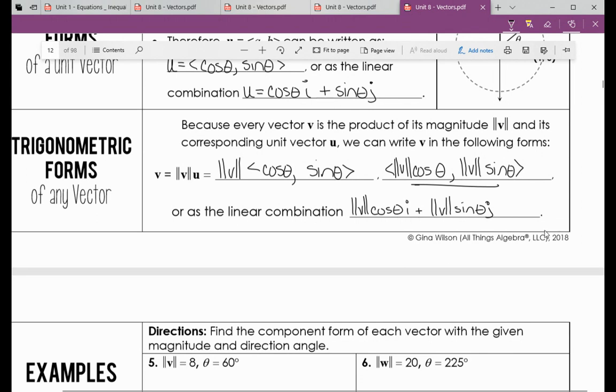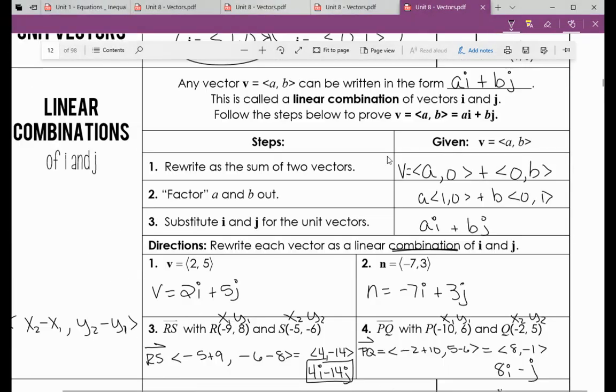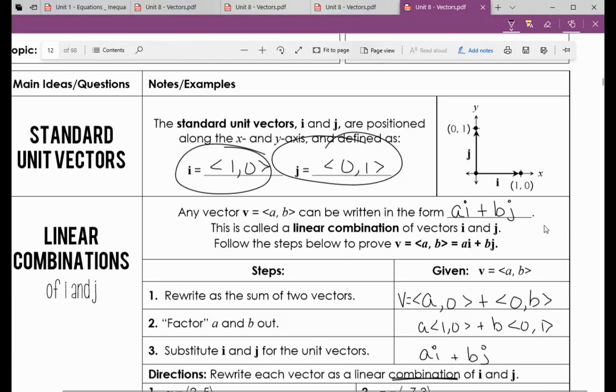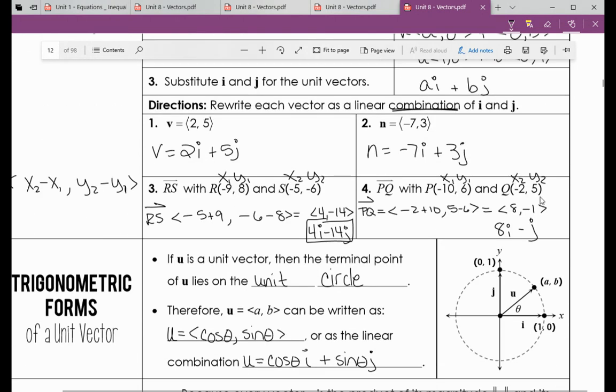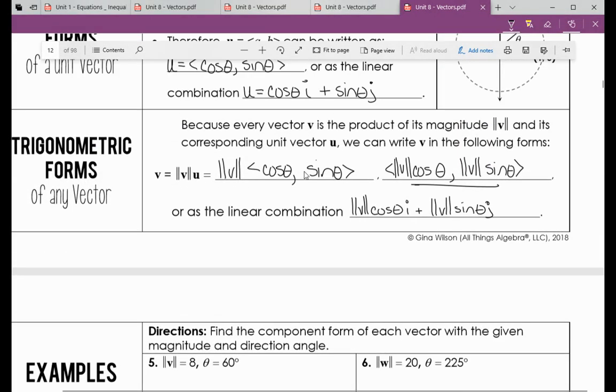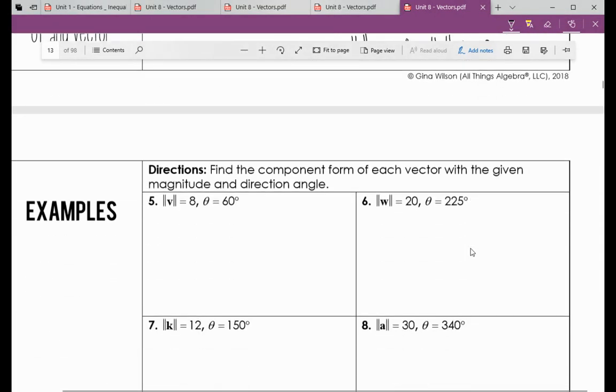So lots of things going on in this particular lesson, but we're taking what we know. We're taking our component vectors, we're writing them in linear combinations by adding the horizontal and the vertical components i and j. And then we are also translating that using our unit circle trig functions.